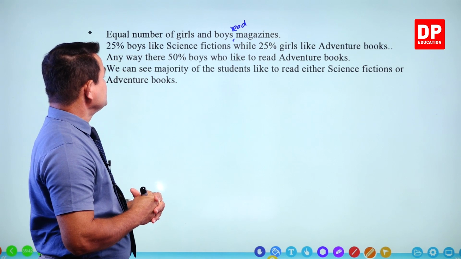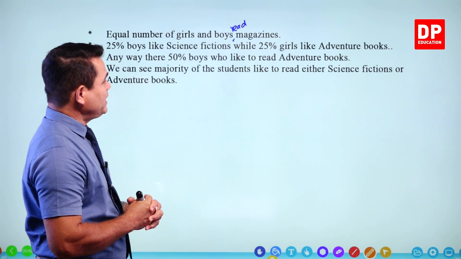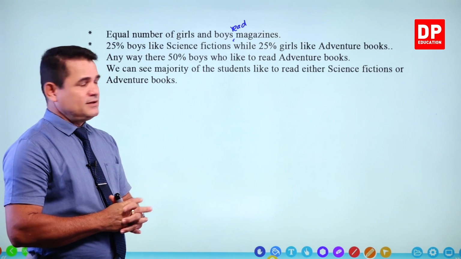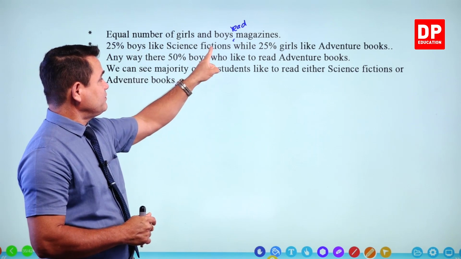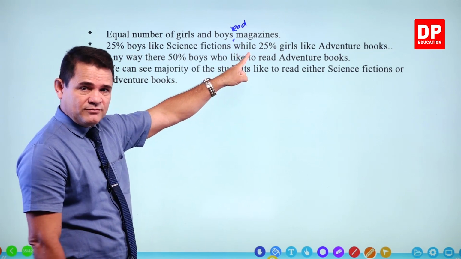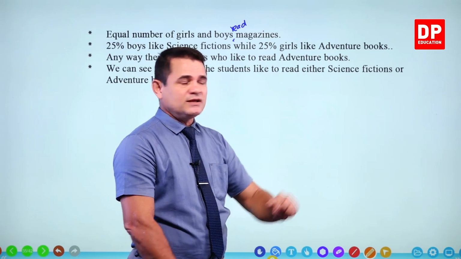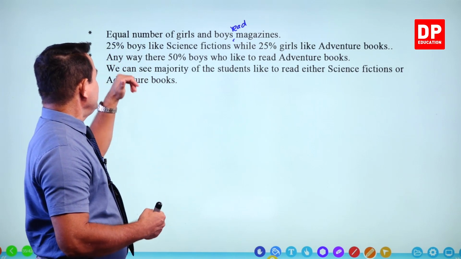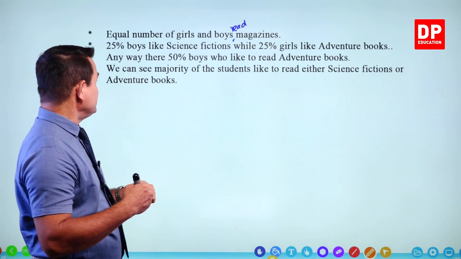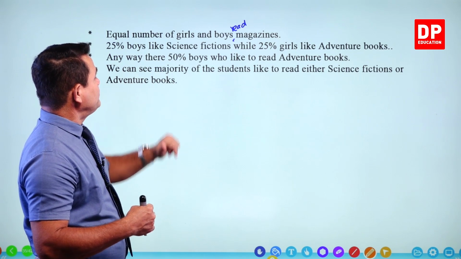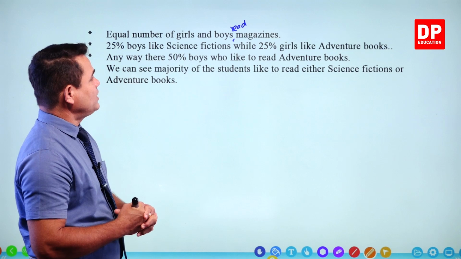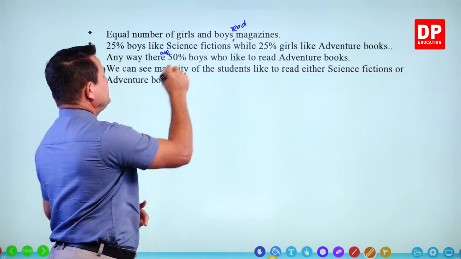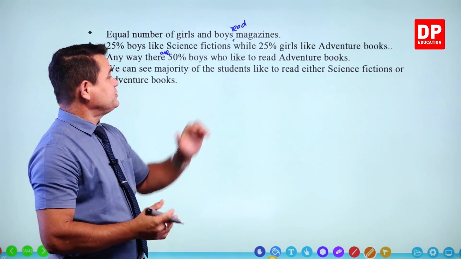25% of boys like science fictions, while 25% girls like adventure books. 20ක් පිරිමි ළමයි මෙන්න මේවට කැමති science fictions වලට කැමති අතර while මේ ප්‍රමාණයක් adventure books වලට කැමති girls ලා. So in that way you can compare. And next way, anyway, කෙසේ වෙතත් there are 50% boys who like to read adventure books. 50ක් who like to read adventure books.